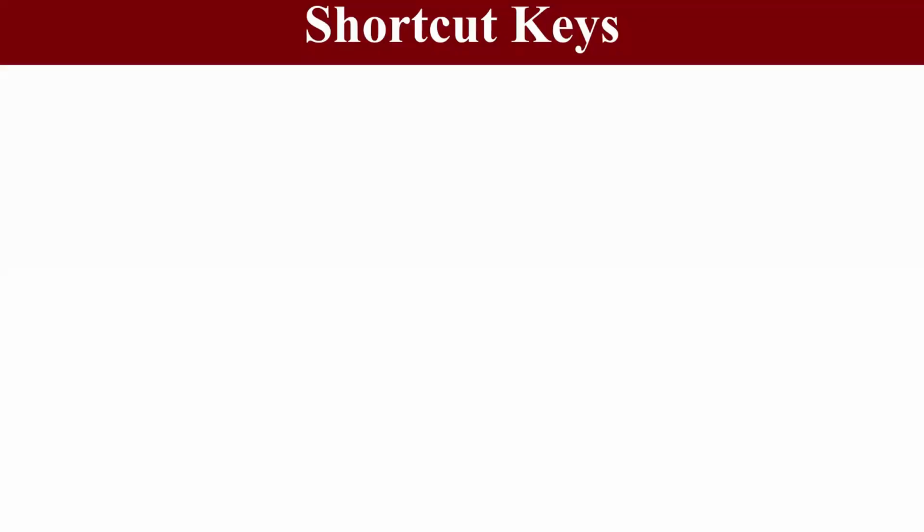Shortcut keys. We have A to Z shortcut keys. Every one of them has an importance for us to know, and to know how to use it and where we can use it. We have Control A. Control A means select all, or highlight all.